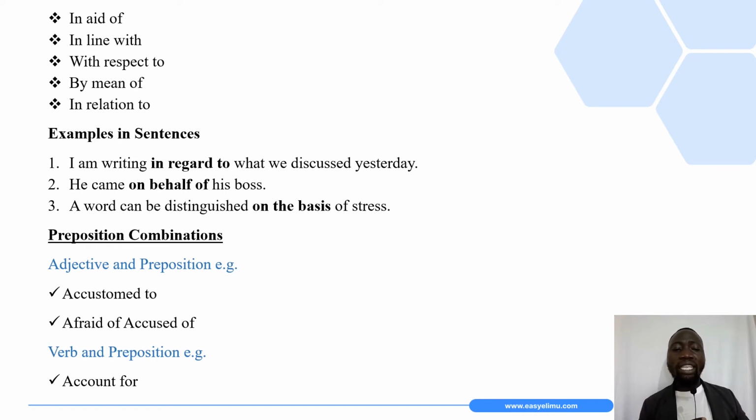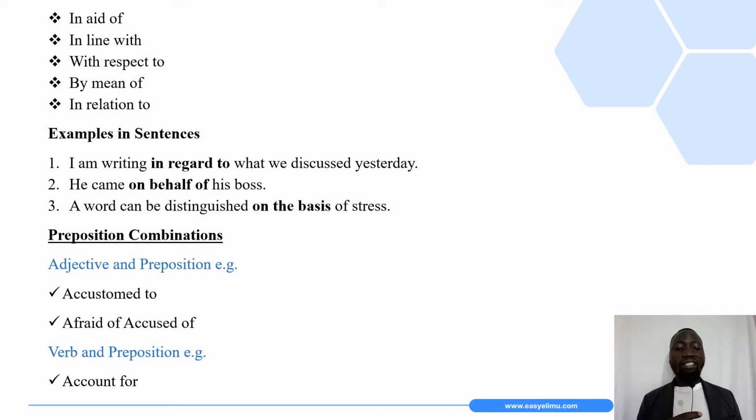How do we form or make complex prepositions? So we can have different preposition combinations. And just to talk about a few, we have a preposition combination that is combining an adjective and a preposition. So examples of such, we have accustomed to, we have afraid of, there is also accused of.